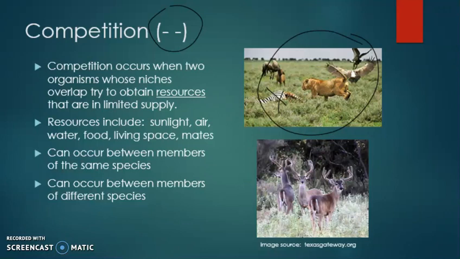Resources aren't always food, though. For plants, it could be sunlight. Other resources include air, water, living space, and it can also be mates. Okay? Another thing that is important to realize is that competition can occur between members of different species or the same species, okay? So up here, this was different. It was different species going after that zebra. But right here with the white-tailed deer, they may be all struggling to eat the same grass, or they may be struggling to get the same mate. So it can be same species or different species. Don't let that trip you up.